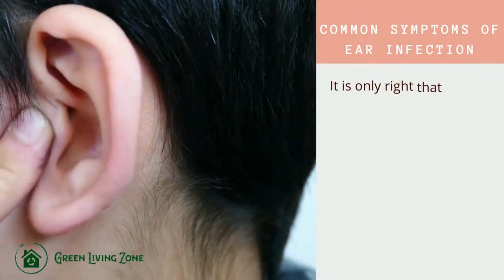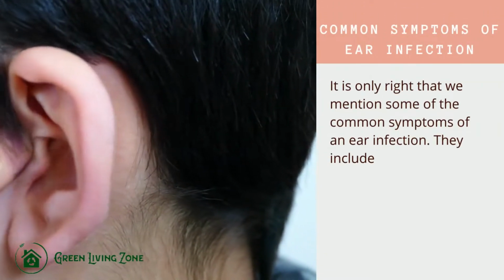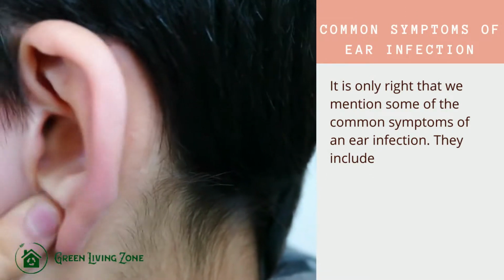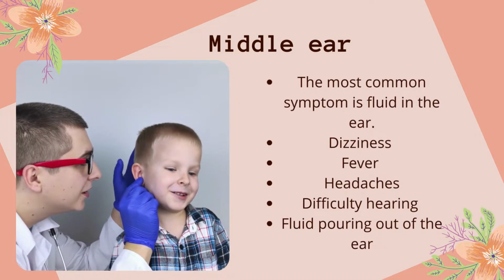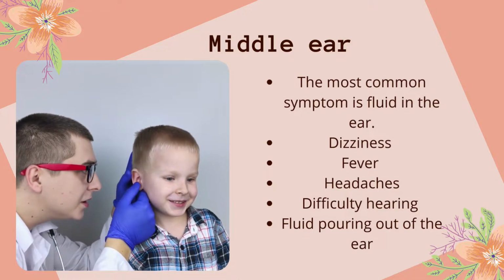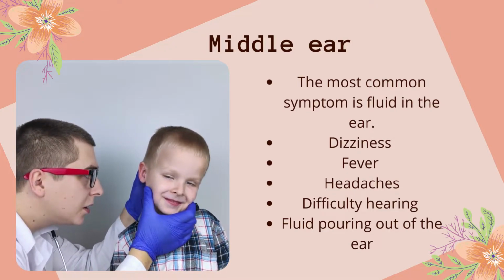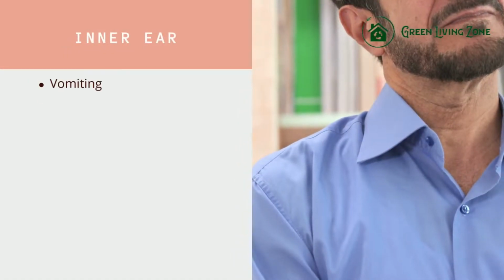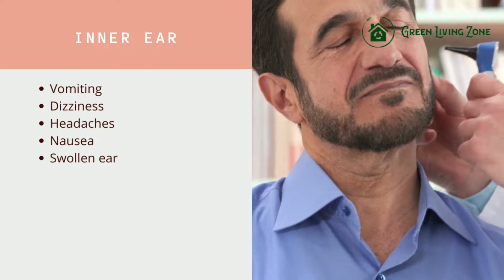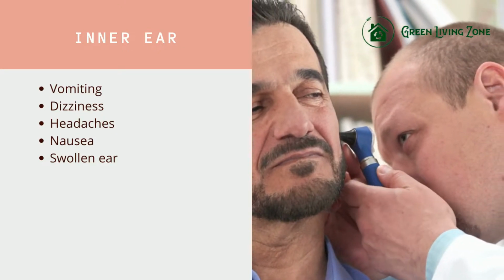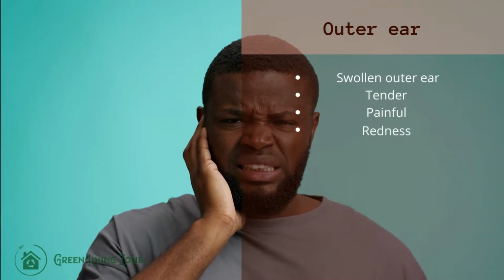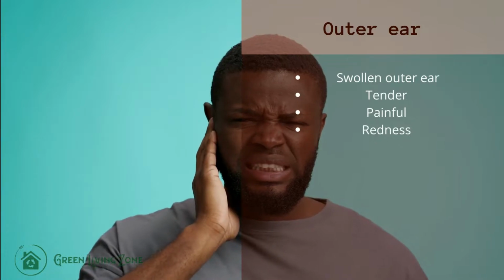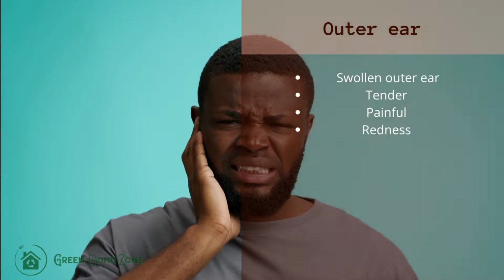Common symptoms of ear infection. It is only right that we mention some of the common symptoms of an ear infection. They include, for the middle ear: the most common symptom is fluid in the ear, dizziness, fever, headaches, difficulty hearing, fluid pouring out of the ear. For the inner ear: vomiting, dizziness, headaches, nausea. For the outer ear: swollen outer ear, tender, painful, redness.